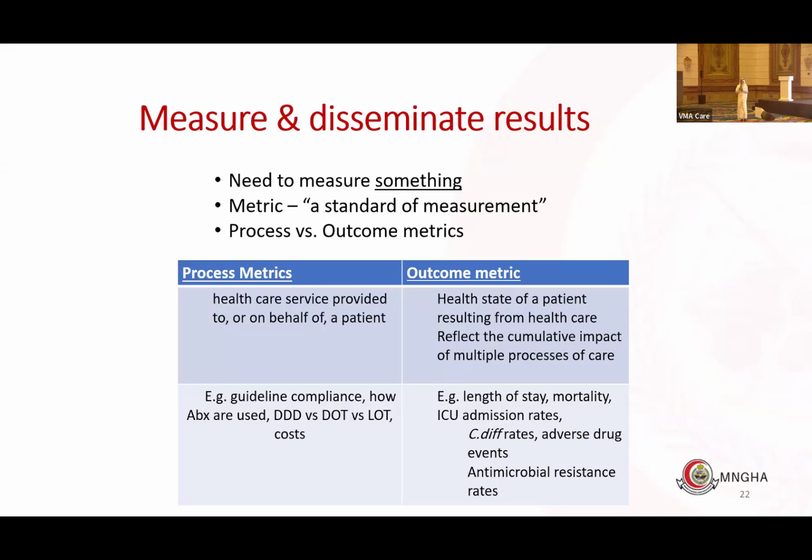As an outcome, I want to make sure that when I applied the guideline, I'm not increasing the mortality. Right? I may have reduced the DDD, but if I increased the mortality, that's a problem. So this is what's called outcome metrics. C. diff: when I apply these measures as a process, I reduce C. diff. This is what's called outcome metrics. Antimicrobial resistance: my antibiogram improved. So this is an outcome.